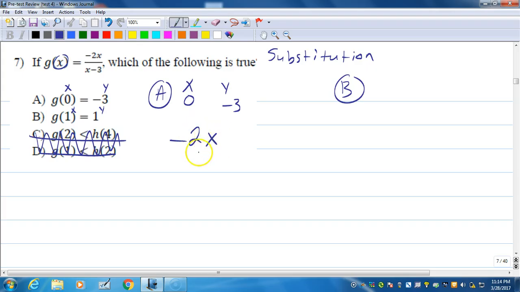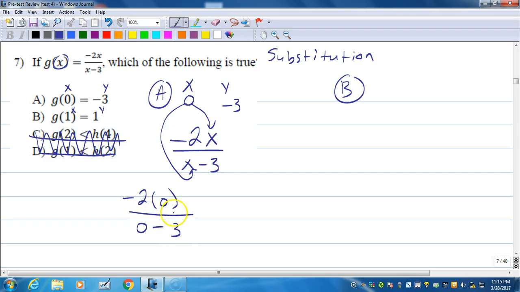It says negative 2x over x minus 3. So for all the x's, you're going to plug in 0. Put a 0 right there, and put a 0 right there. Negative 2 times 0 over 0 minus 3. If we get negative 3 as the answer, then A is the answer. Negative 2 times 0 is 0. 0 minus 3 is negative 3. 0 divided by negative 3. Does that give you negative 3? No. It gives you 0. Wrong.